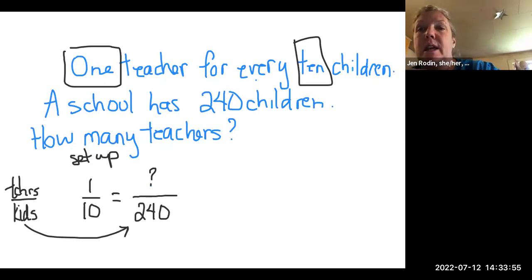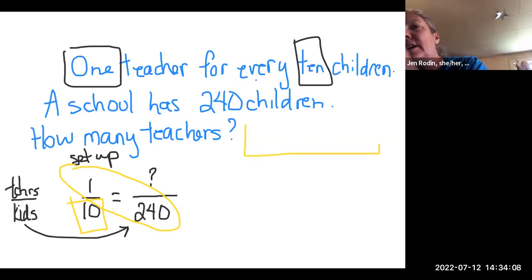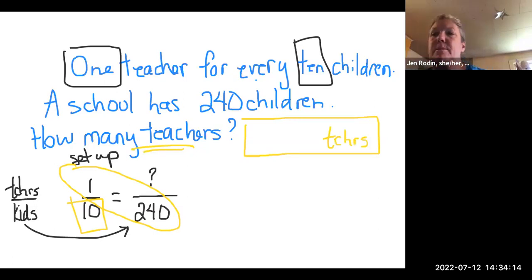So again, we always solve these the same way as far as I know. Multiply on the diagonal and then divide by this one. So tell me, what do you get? And then your answer is always going to have that label, whatever they were asking. So I suggest just putting the label there before you even do the math, because then you'll have it.